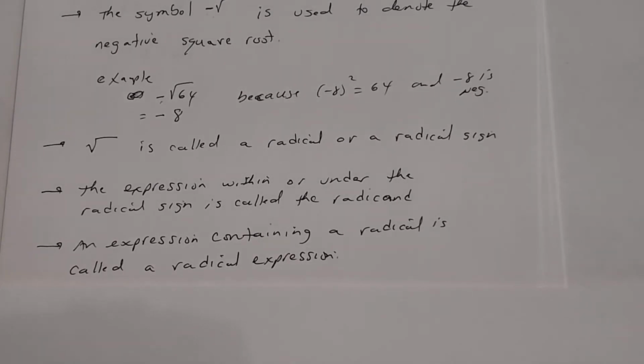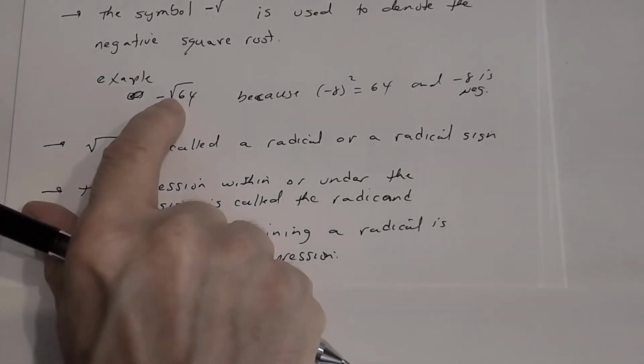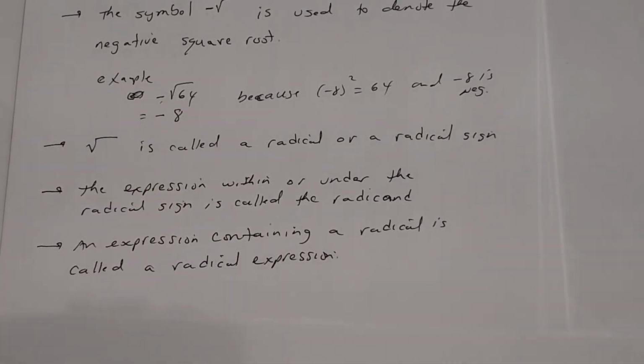So an expression containing a radical is called a radical expression. Okay, now, in the next lesson, we're going to look at when we have a radical sign, how do I know if it's a cube root? How do I know if it's a fourth root? How do I know it's a fifth root? We're going to talk about that in the next lesson. But whenever you see just something that looks like this, that's going to be a square root. See how that looks? Square root.